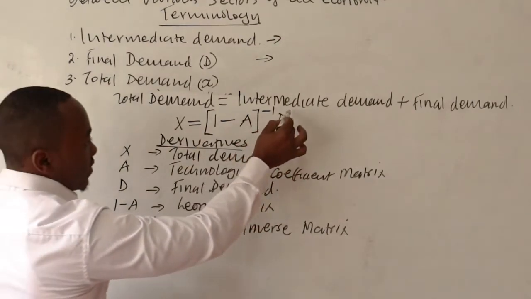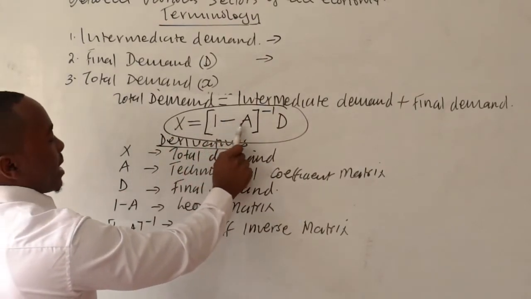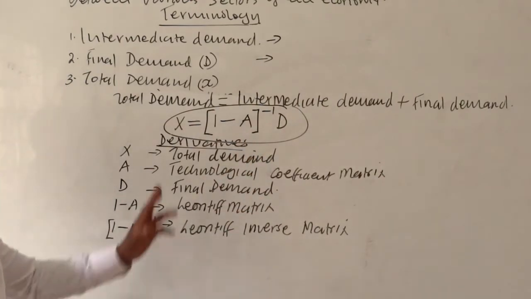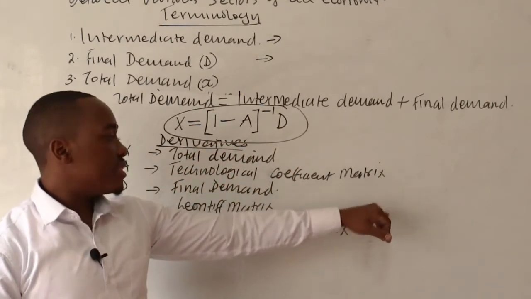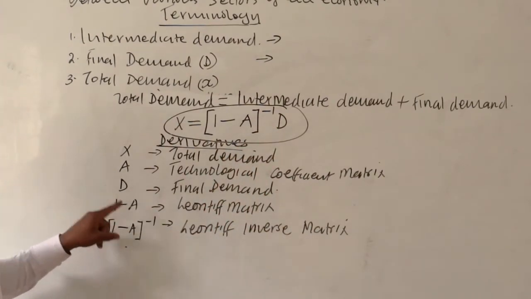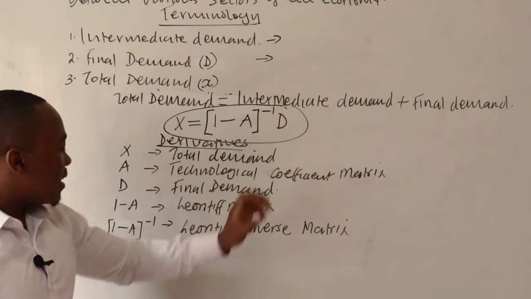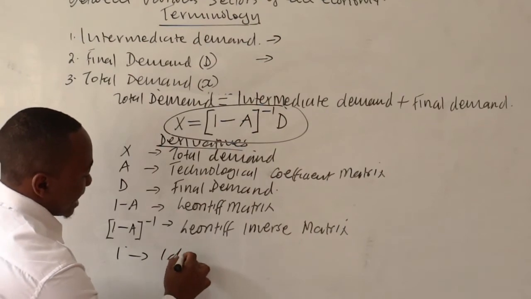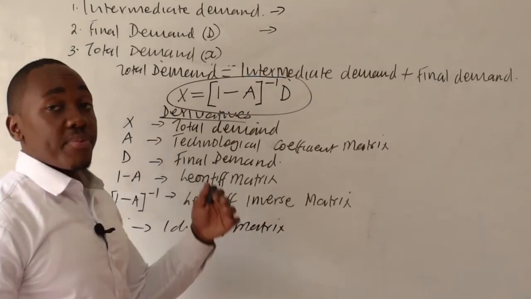This equation is very important. X, the total demand, is equal to I minus A inverse, multiplied by the final demand, where X is the total demand, A is the technological coefficient matrix, and D is our final demand. I minus A is known as the Leontief matrix, and the inverse is called the Leontief inverse matrix. And I is what we call the identity matrix. We defined an identity matrix in our previous session.